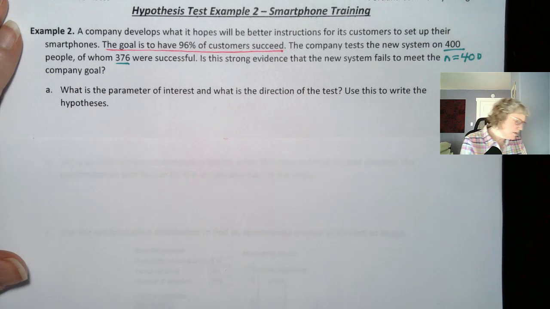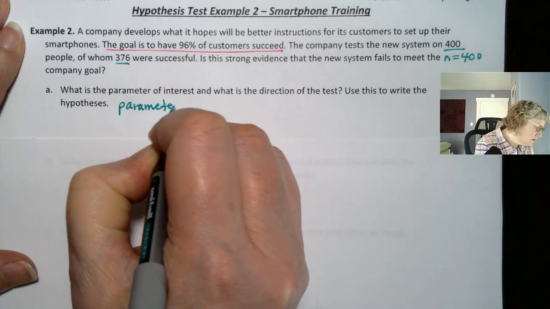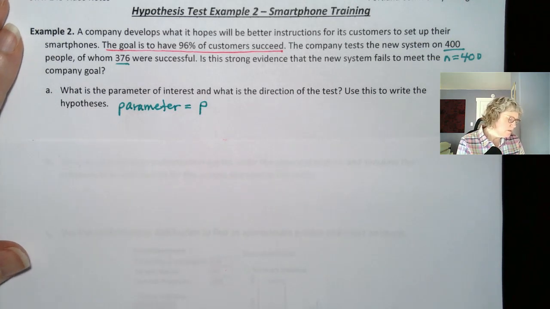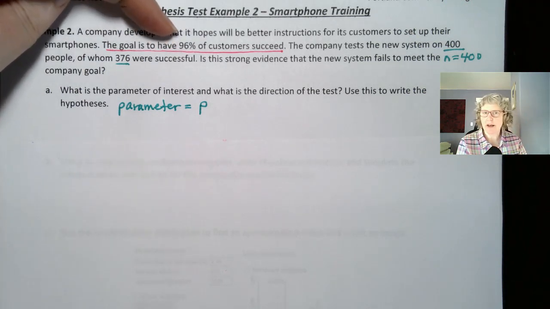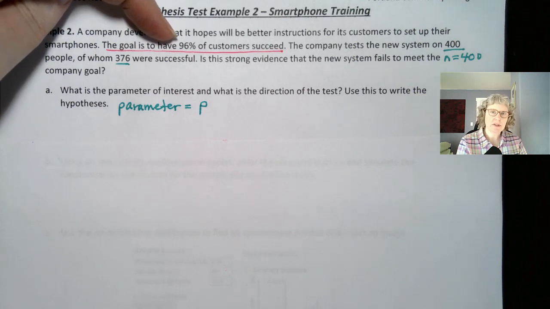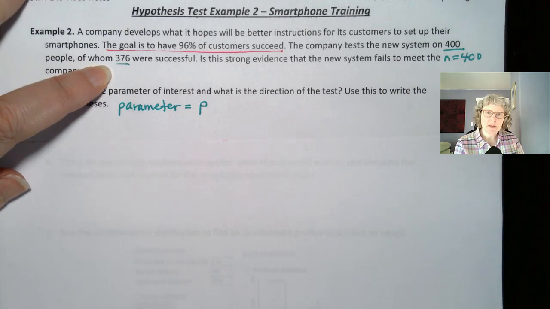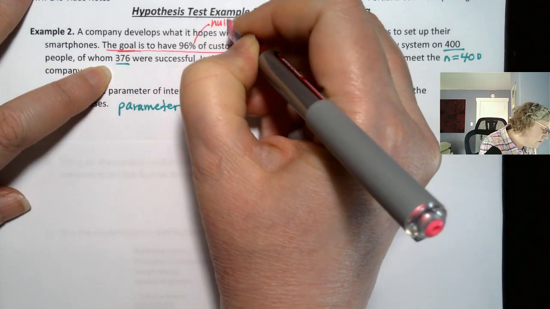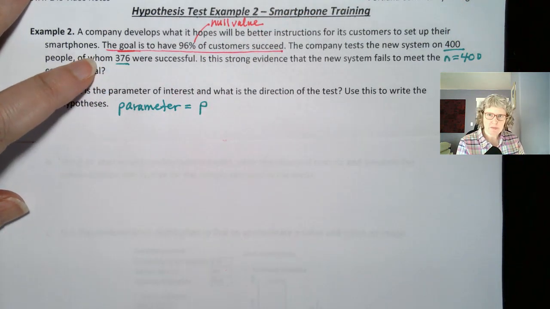So our parameter is p, just like it was before, but this one's different because now we actually have a goal. We have a null value that we're given, and we have an observed result. So it's important to distinguish between these two. Because it says goal, that's our null value. That's sort of the baseline that they're comparing against.